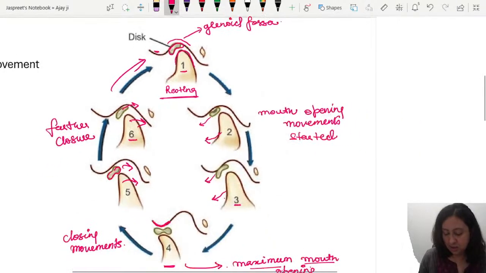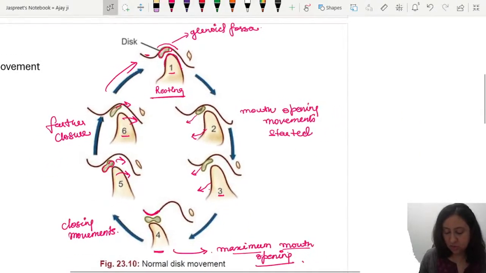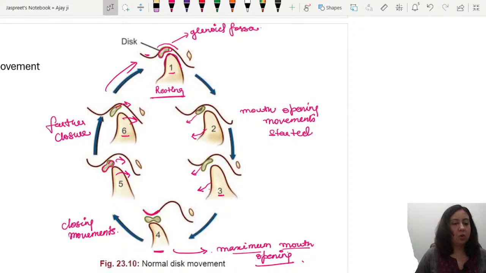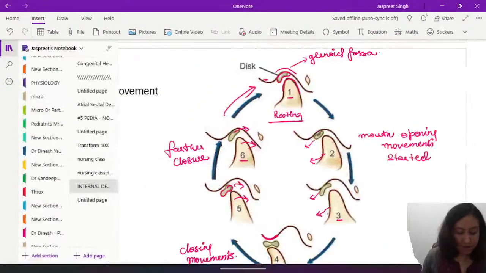So just go back and revise, open this video and revise along with the diagram. You can also open this diagram in the workbook provided to you. You can do the markings in your workbook also. Now we will again go back and we will now see anterior disc displacement with reduction first.